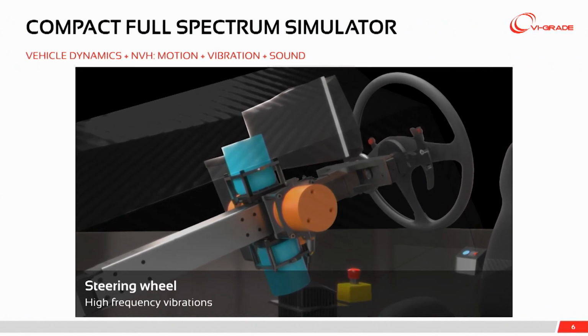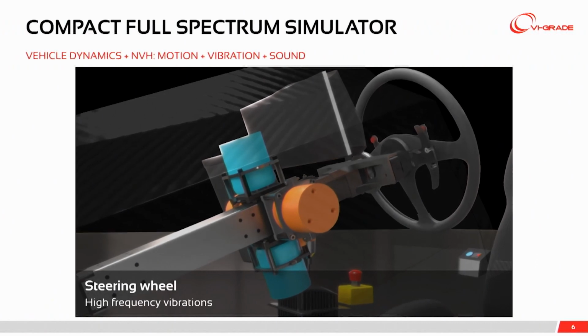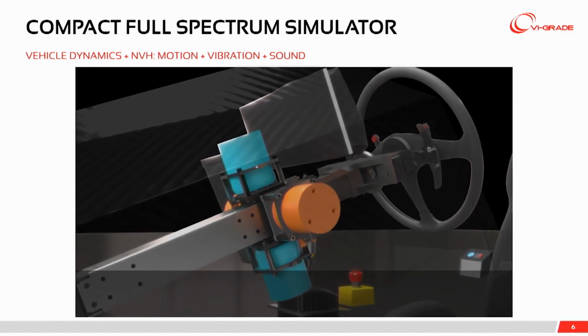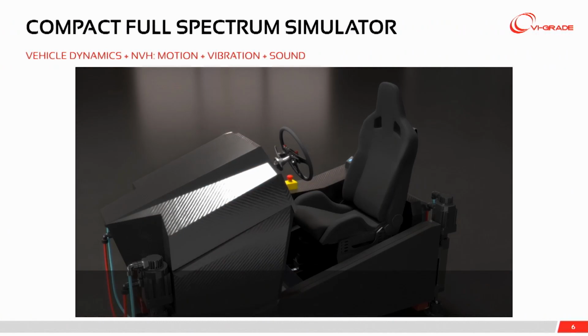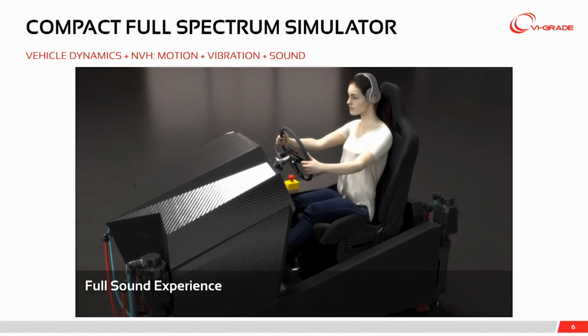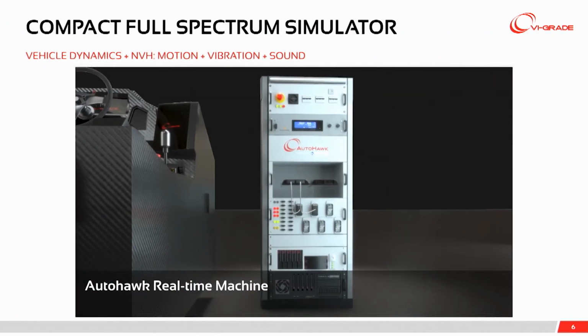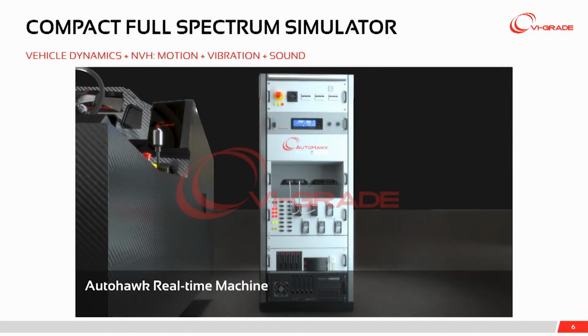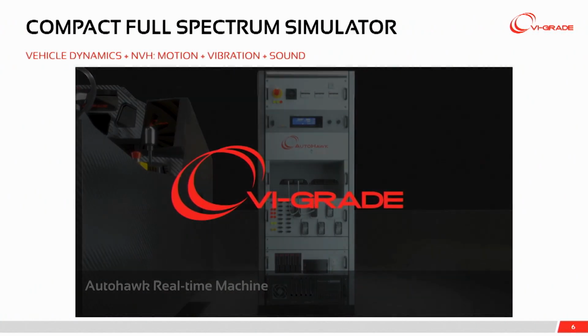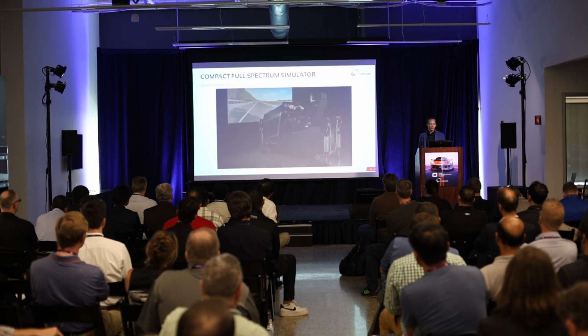On the steering wheel, we have vertical and lateral vibration, again delivering that vibration directly to the driver at the driver touch points. Sound is provided through the headphones, through our NVH simulator software, SimSound. And all of this is powered by the AutoHawk real-time system to give us a complete, integrated, real-time motion, vibration, and sound experience.